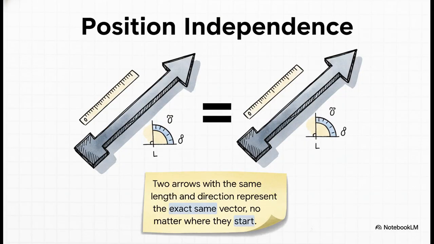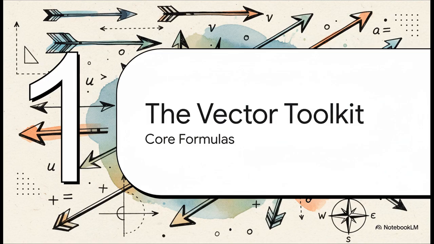Now, this next idea is absolutely crucial to get your head around early on. It's called position independence. Just look at these two arrows. They start in totally different places, right? But they have the exact same length and they're pointing in the exact same direction. And what that means is that they represent the very same vector. A vector doesn't care where it starts. It only cares about its length and its direction. That's it.